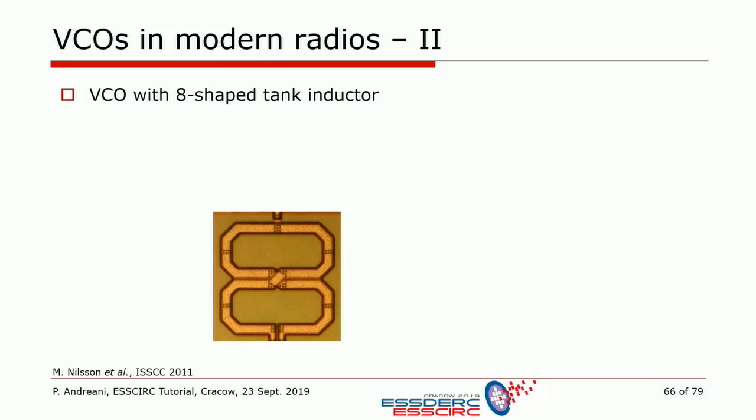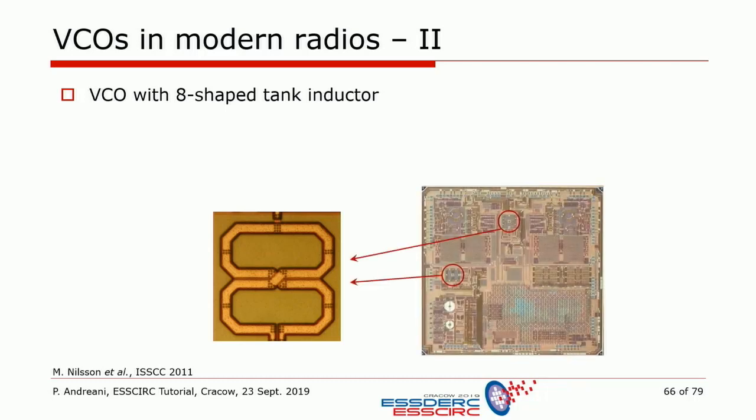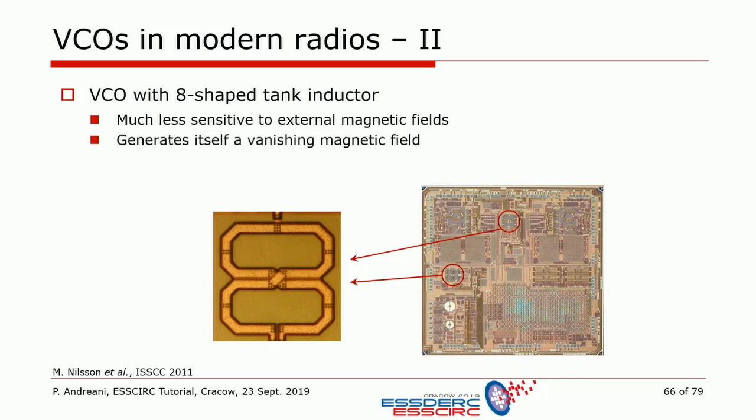a colleague of mine, Thomas Mattsson at Ericsson, came up with this kind of inductor. So it's in the shape of an 8. Okay, you can see it here inside one of the last radios developed by Ericsson for mobile telephones. Because of this symmetry, twisted symmetry, it's very insensitive to external magnetic fields, so external common mode magnetic fields, and also itself generates a vanishing magnetic field far away from itself.